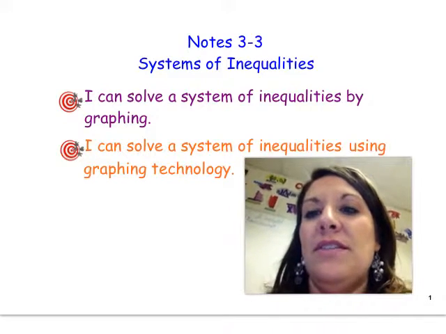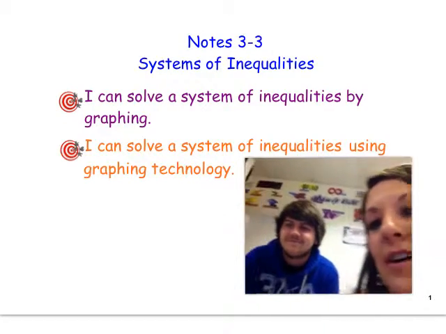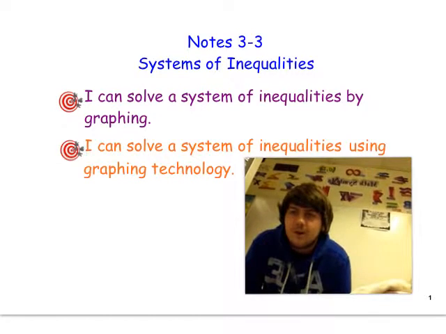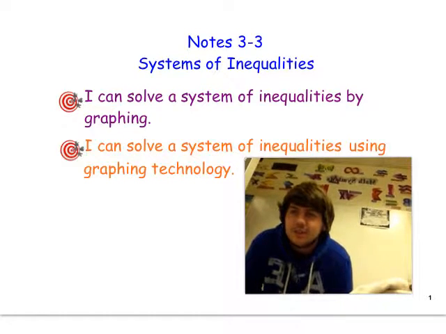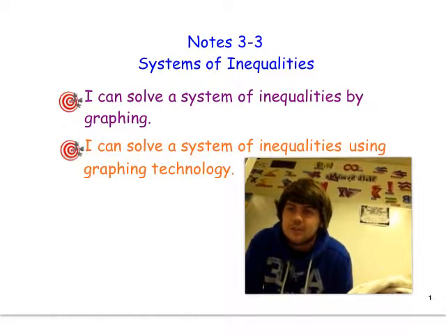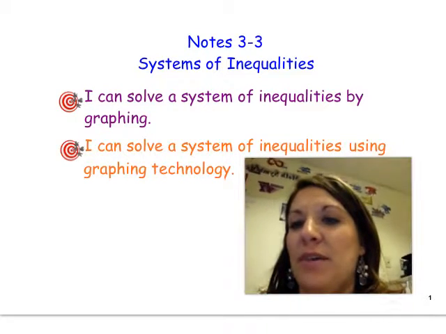And I've got a special guest here to read us our learning targets. I can solve a system of inequalities by graphing, and I can solve a system of inequalities using graphing technology. I'm so proud of him.